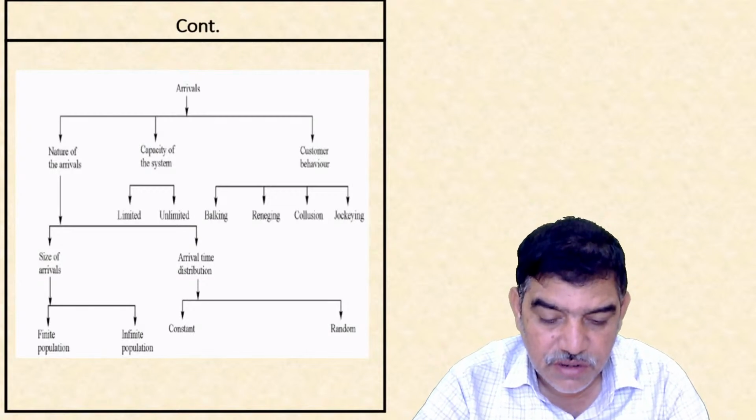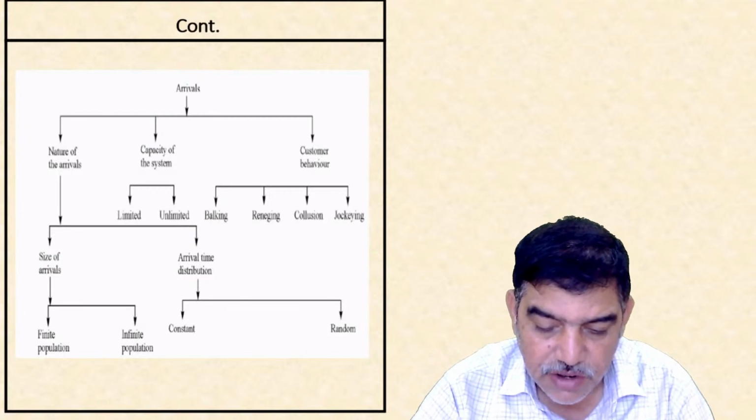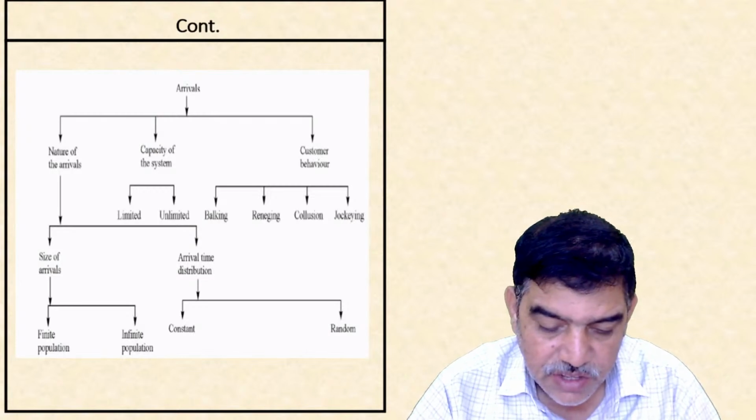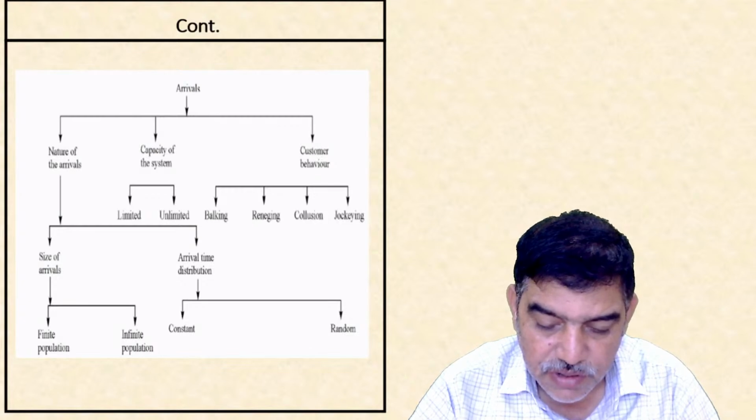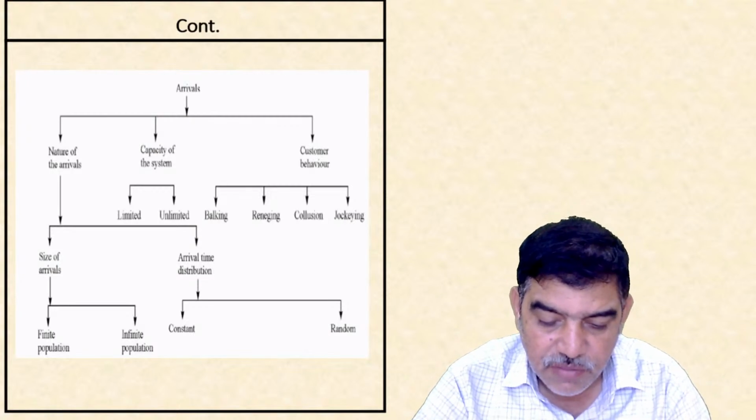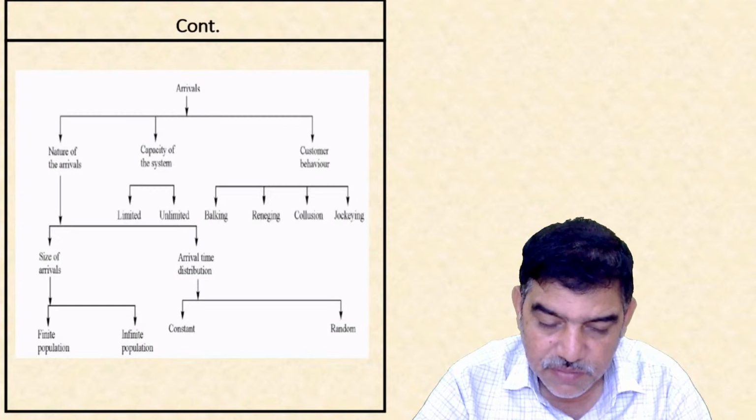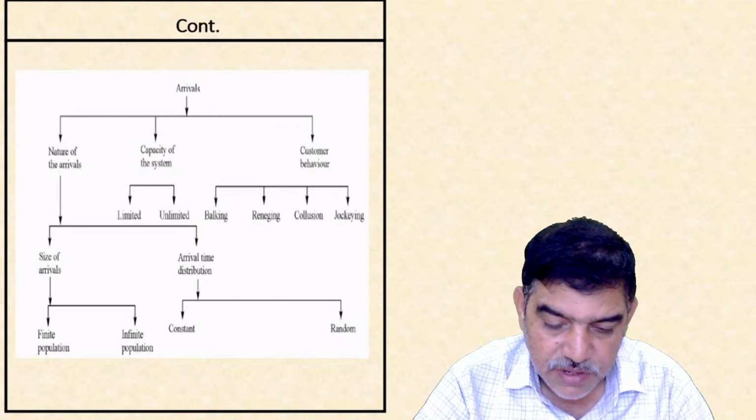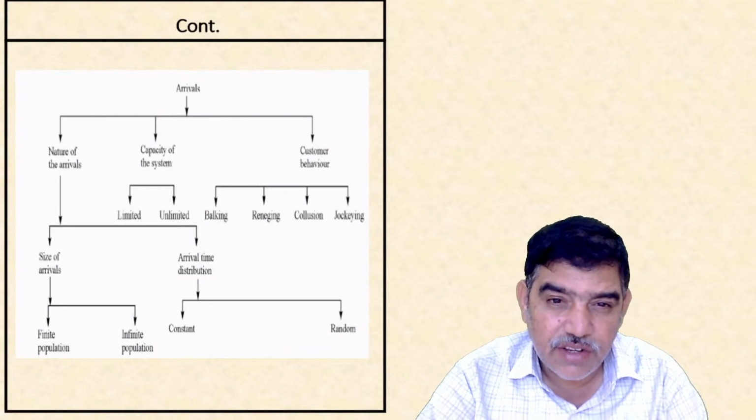Then collusion. In this case, several customers may collaborate and only one of them stands in the queue. One customer represents a group of customers. Here the queue length may be small but the service time for an individual will be more. This may break the patience of the other customers in the waiting line, and the situation may lead to any type of problem.